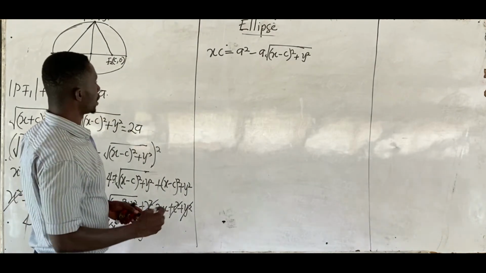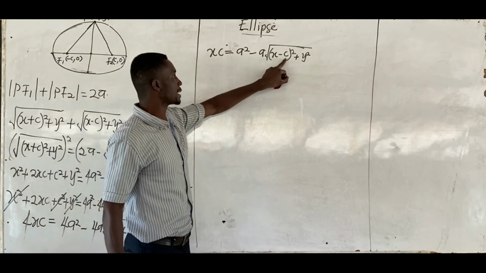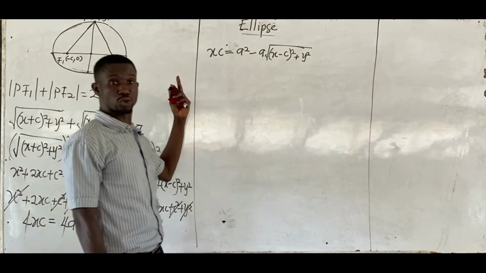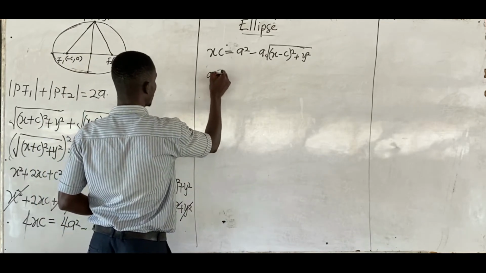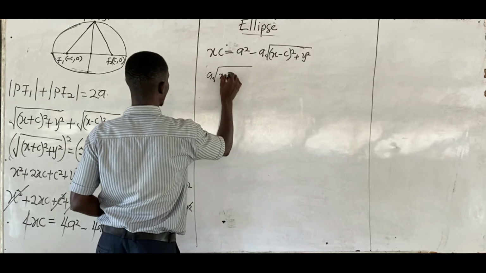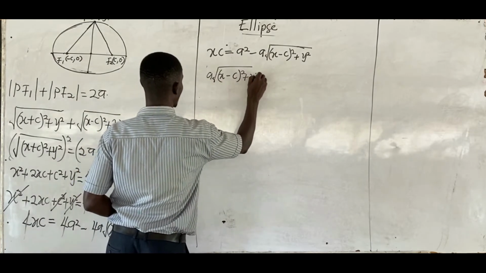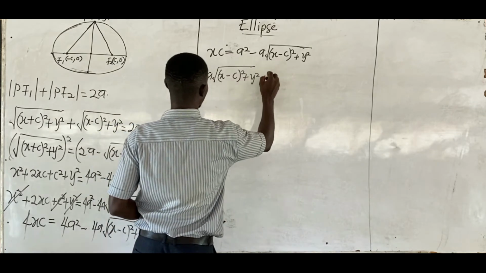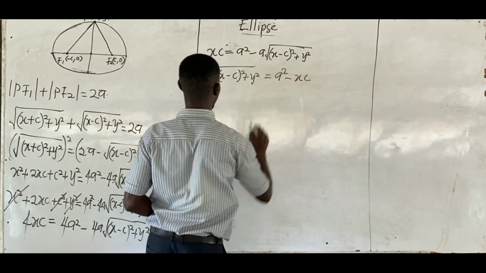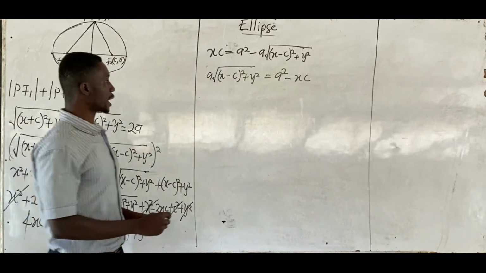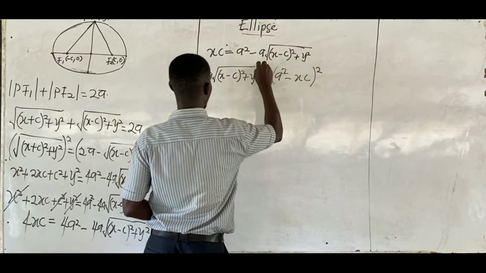Now, I can bring minus a root x minus c squared plus y squared to this side to make it positive. So that I will have a root x minus c squared plus y squared is equal to a squared minus xc. Now, I will finally square both sides.